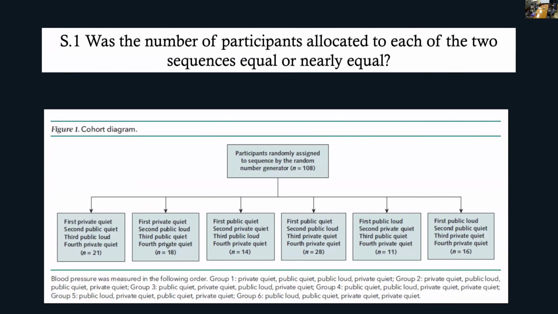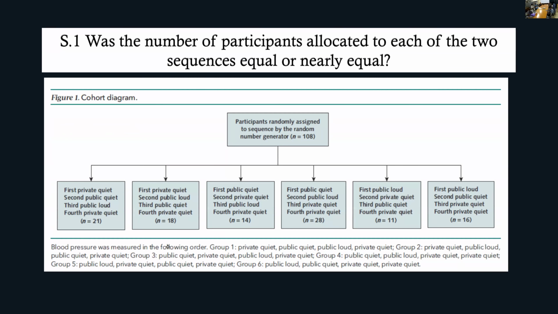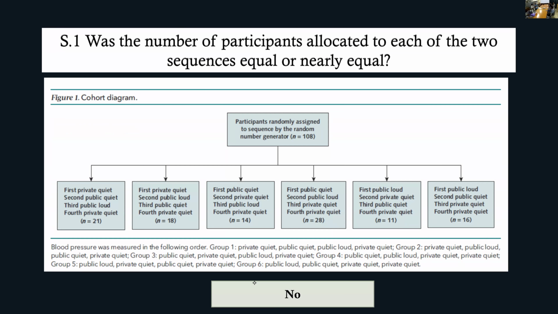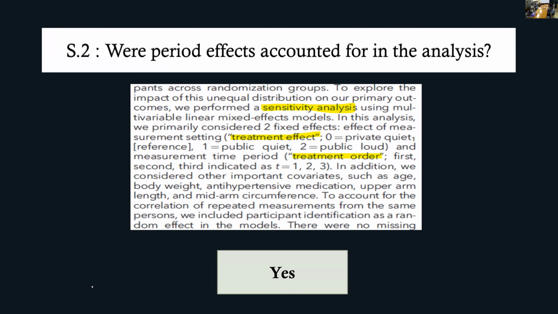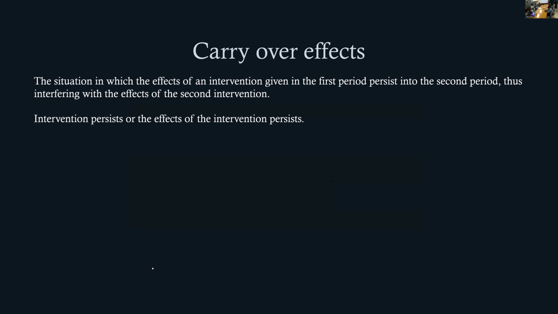No, we saw that they were quite unequal. So they had 6 groups. The numbers are different: 21, 18, 14, 28, 11, and 16. So this was not equal. But was period effect accounted for in the analysis? They have actually done sensitivity analysis just to account for the period effect. So treatment order, and they have included the random effect in the model. So they have done analysis to circumvent the period effect.